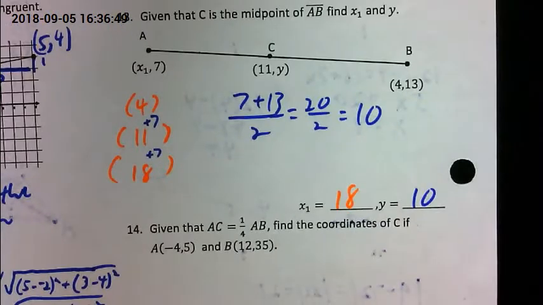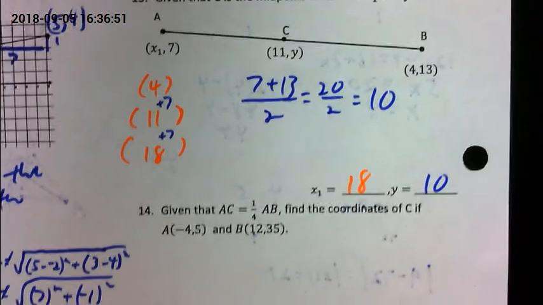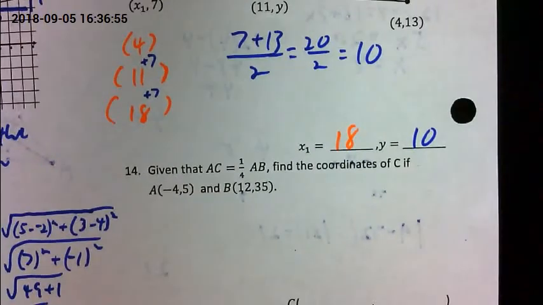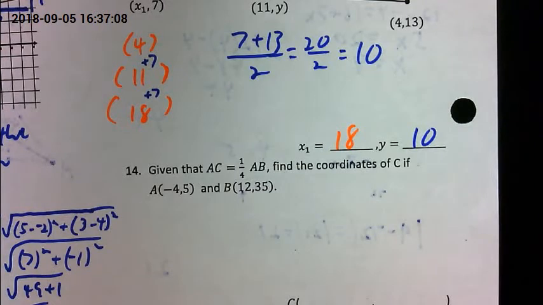Okay. On 14, given that AC is 1/4 of AB, find the coordinates of C if you know the coordinates for A and B. Now, think about what we're actually trying to find here. We're trying to find a coordinate value, right? If we do distance, are we going to find a coordinate value? No. If we do midpoint, are we going to find a coordinate value? Yes.